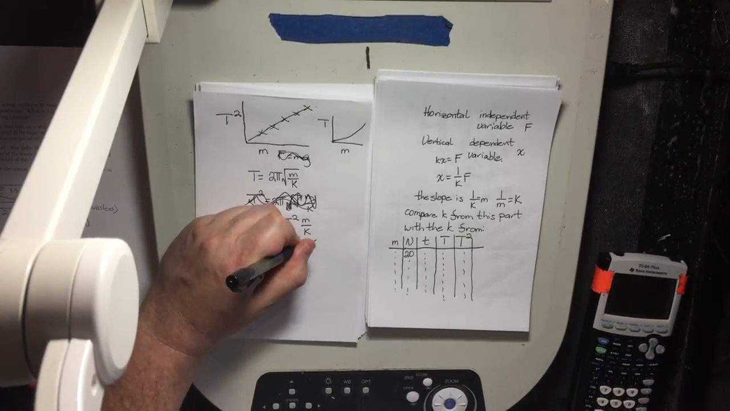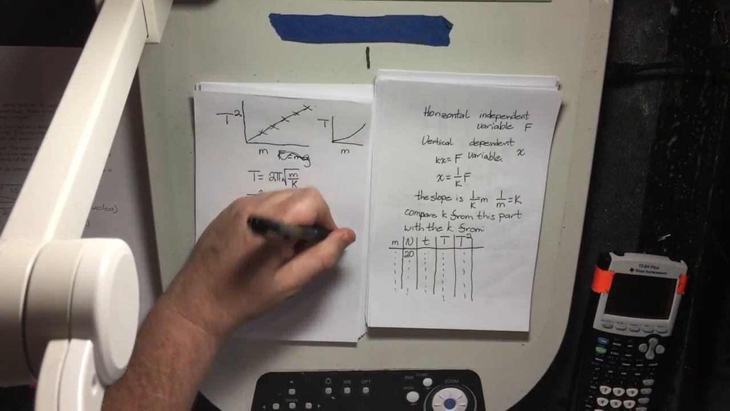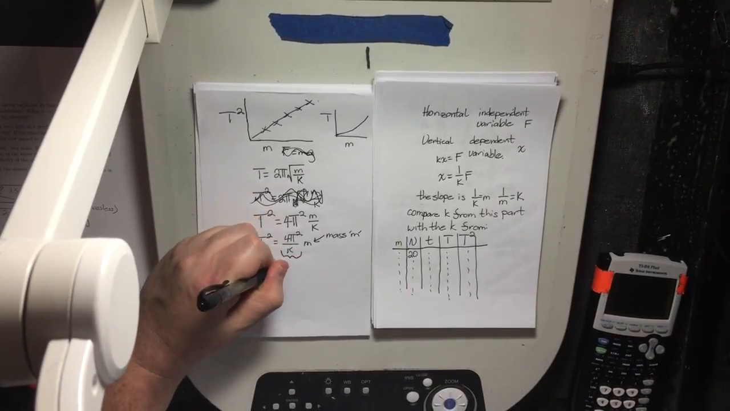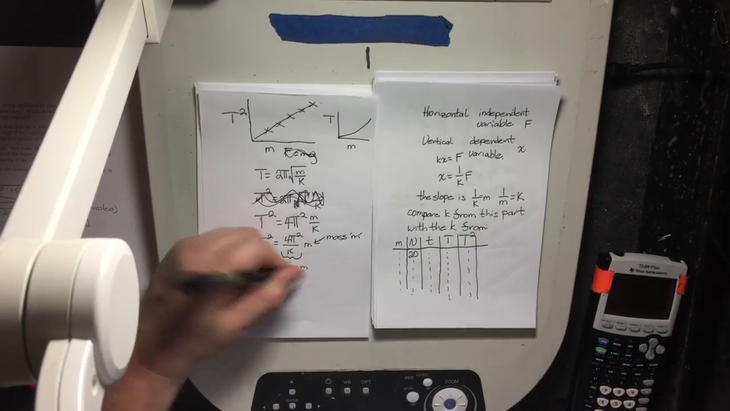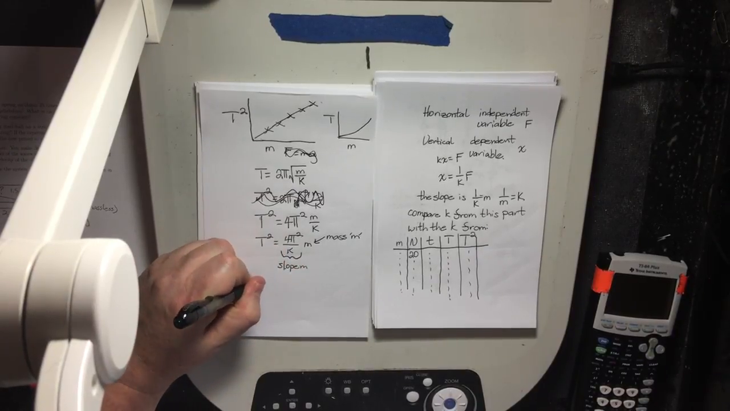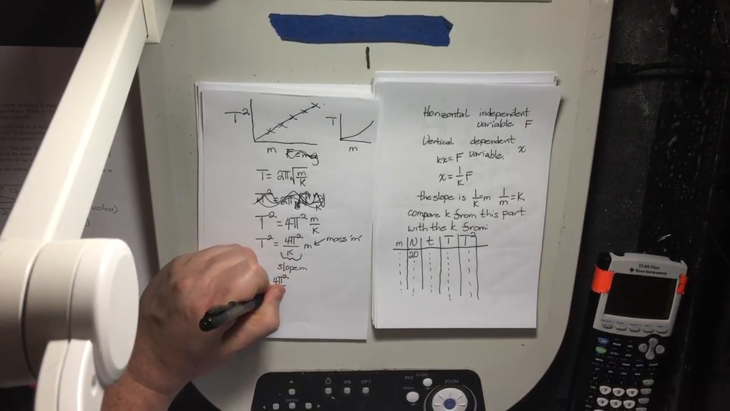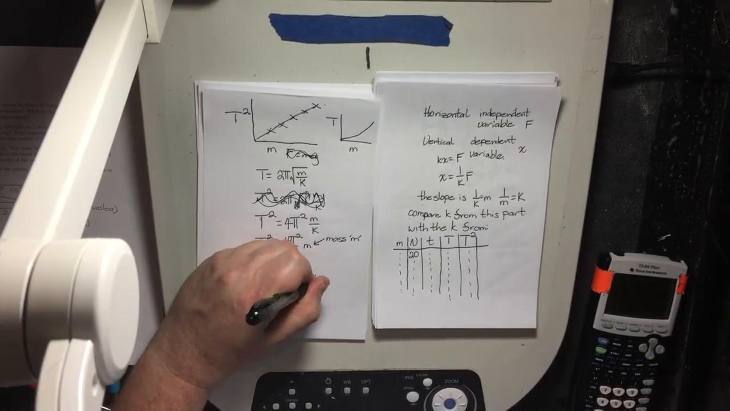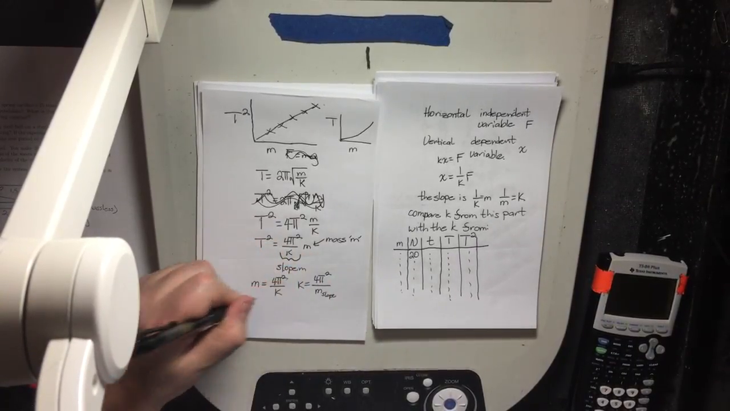Now this particular m is the mass m. But this particular m is the slope. So m as a slope is 4 pi squared over k, or k is 4 pi squared over the slope m.